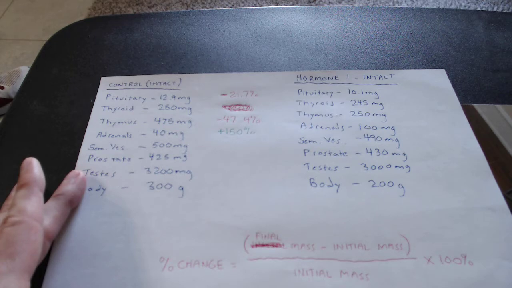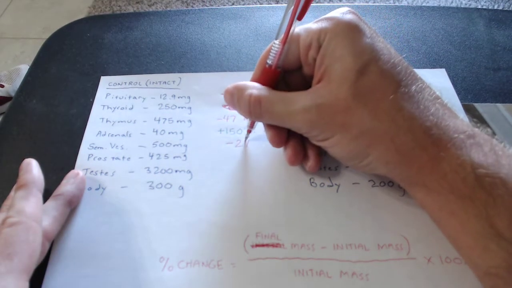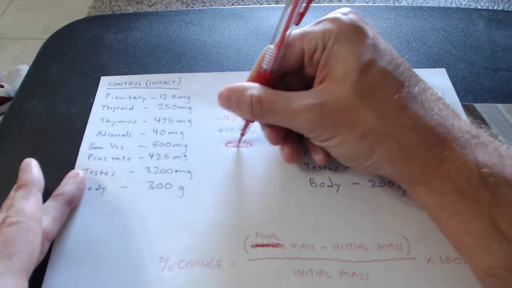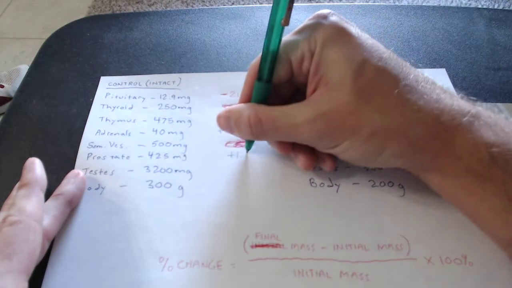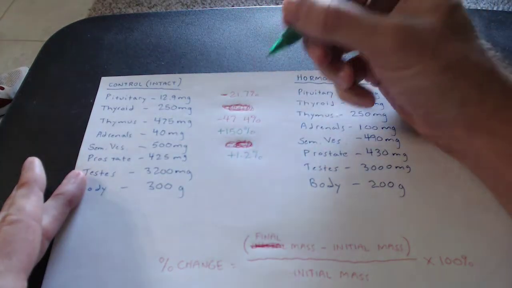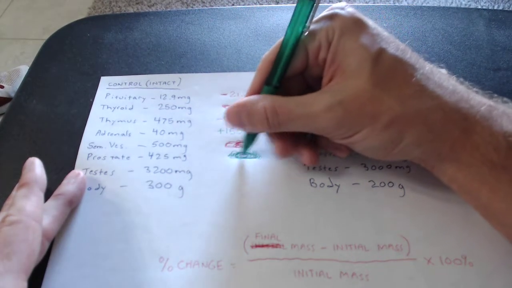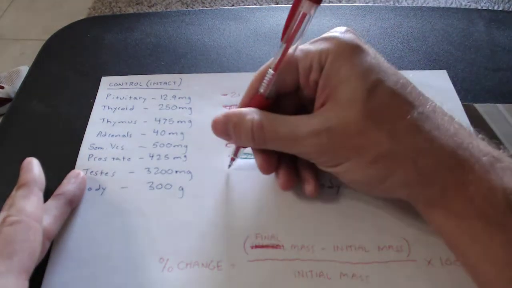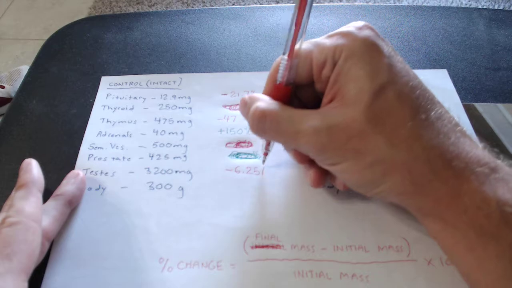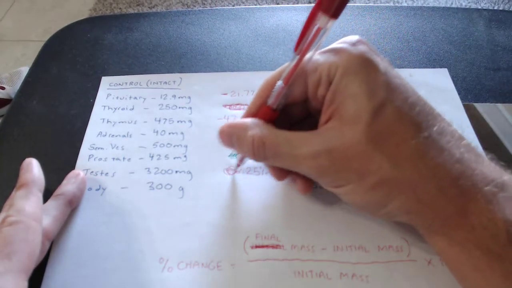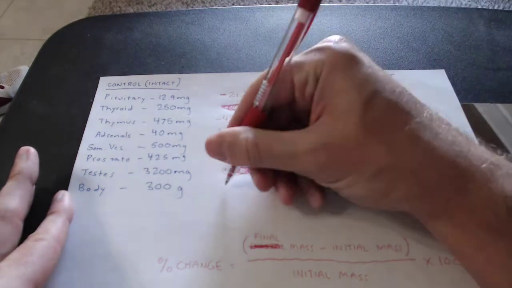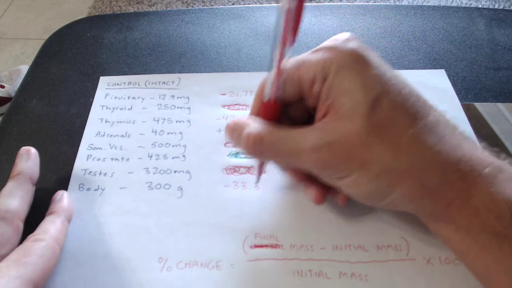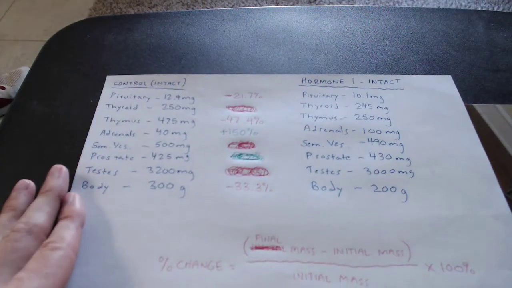The seminal vesicles dropped by 2%. So again, that is not significant because it's not greater than 20, so we're going to pretend like that is no change at all. The prostate increased by 1.2%. That is not greater than 20, so we're going to pretend as if that is no change. The testes dropped by 6.25%. Again, that is not greater than 20, so we are going to pretend like that is no change at all. And then the body weight dropped by 33.3%. So that is definitely a significant change.